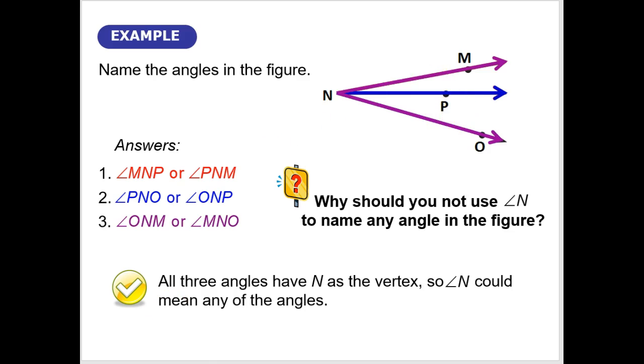The red one is this MNP or PNM, and then the blue one is PNO. So it's this one in here, and then the purple is ONM or MNO.